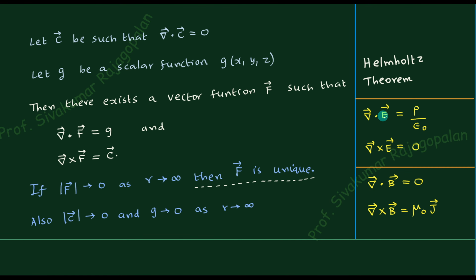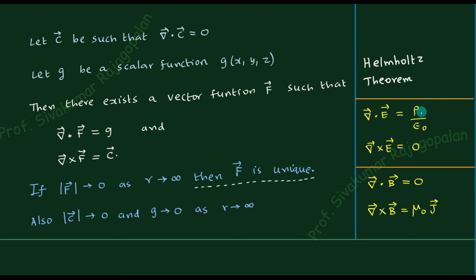And in our electrodynamics case, we will be considering the electric field and magnetic field. And you see that the set of two equations that are written here can be written down, one for the electric field and one for the magnetic field. So you have the divergence of the electric field and curl of the electric field specified. Now you ask the question, what is this g? The scalar function g is nothing but rho by epsilon naught.